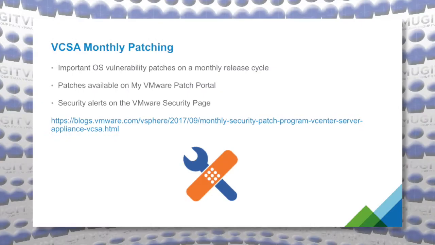We've also released a blog post recently talking about the monthly patching cadence along those lines. So if there is a critical vulnerability found, within 30 days, VMware will publish a patch or fix out there on the My VMware patch portal, and you can also check out VMware's security page as well. This also was released out on the vSphere blog last month, so go check out the blog post there.